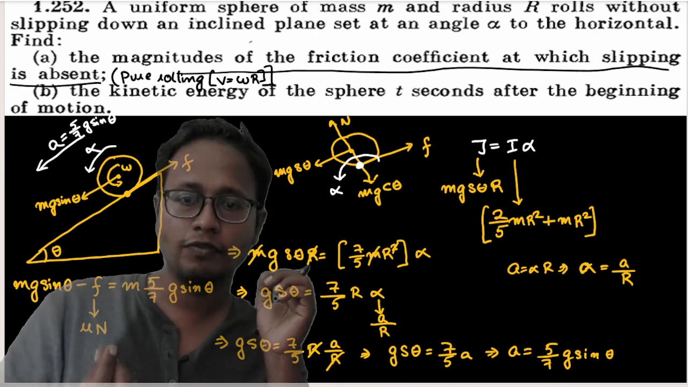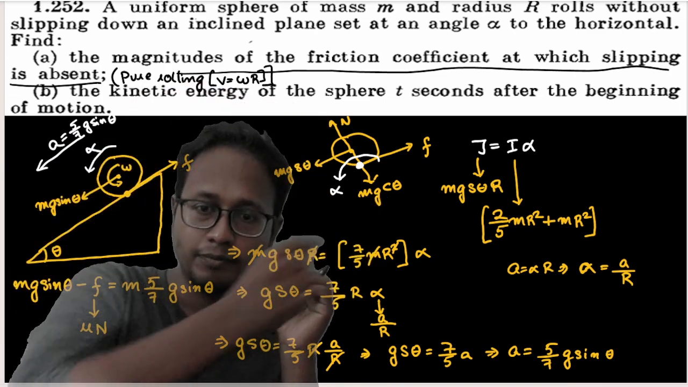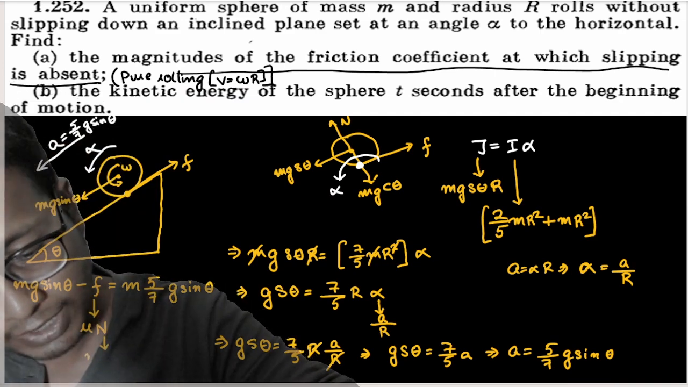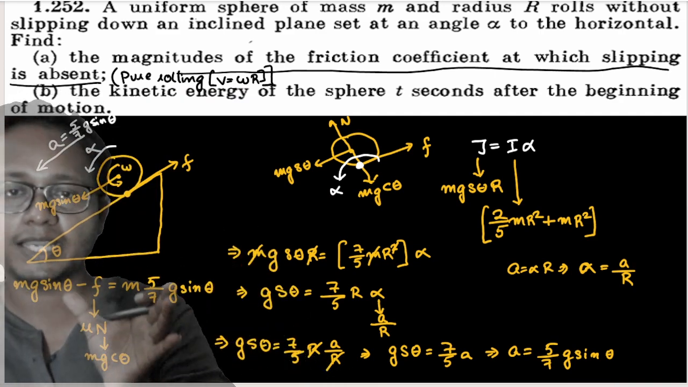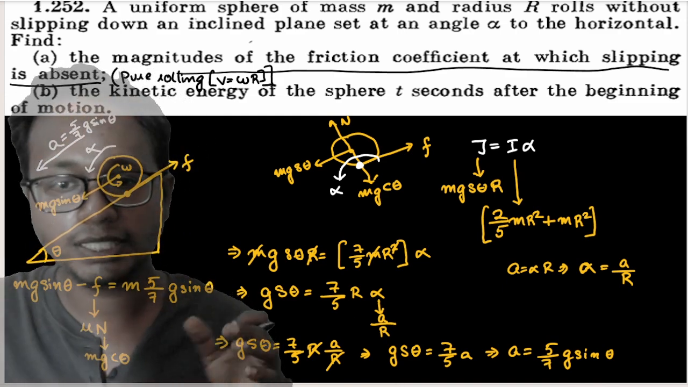Okay, what is the value of N? N is nothing but the normal reaction force. Normal reaction force is nothing but mg cos theta. So if I solve this equation, it is nothing but mg sin theta minus mu mg cos theta is equal to 5 by 7 mg sin theta.